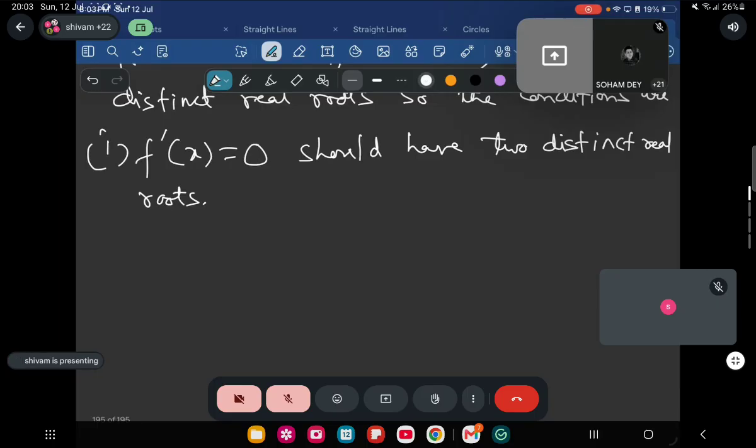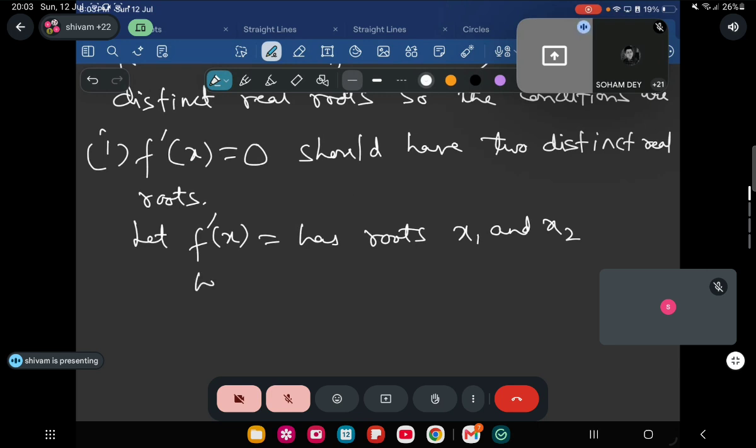Next, let f dash x equal to 0 have roots x1 and x2. Let us say f dash x equal to 0 has roots x1 and x2, where x1 is less than x2 and a is greater than 0.